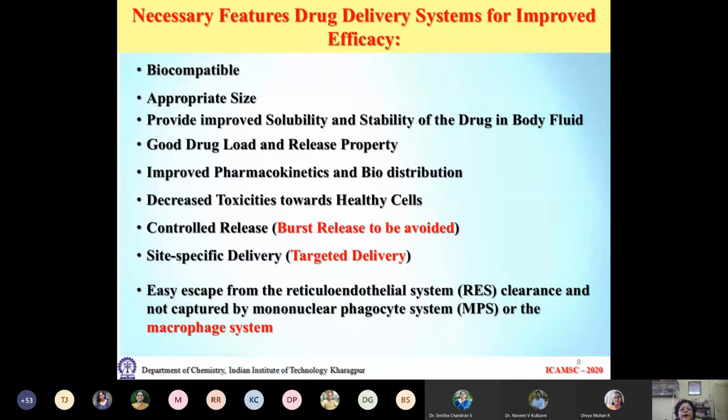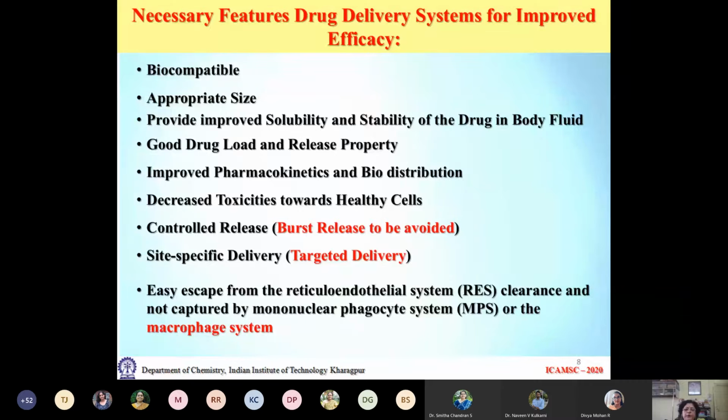And obviously, you should have the system escaping the renal system very easily. It should be cleared from the body, and it should not be captured by other macrophages. Because if it is retained, then that may itself cause prolonged accumulation and may cause toxicity again. So these are the things which we look into when we are trying to design or formulate a drug delivery system.